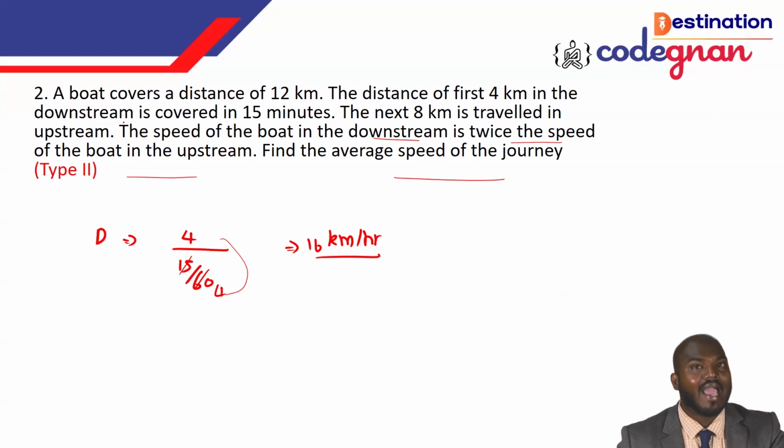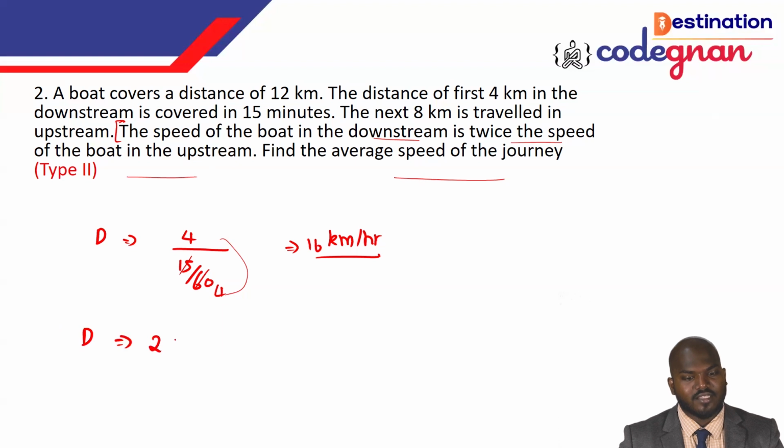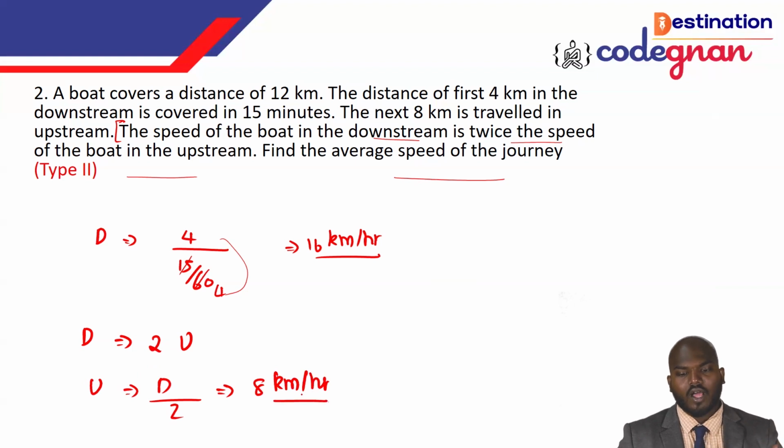And you have one nice clue here: they are mentioning that the speed of the boat in the downstream is twice the speed of the boat in the upstream. They have clearly mentioned that the downstream speed is equal to twice the upstream speed. Then what is the upstream speed? Upstream speed is equal to d by 2, so 8 kilometers per hour is the upstream speed.